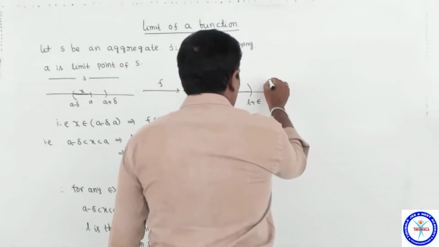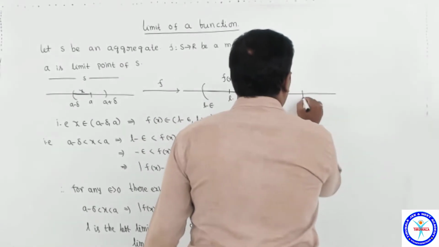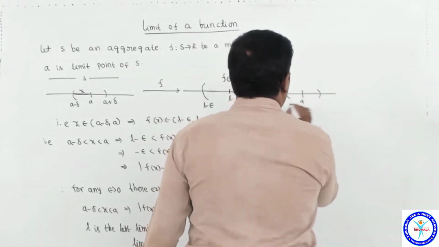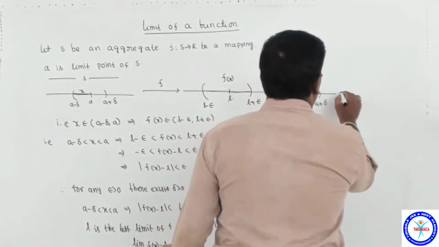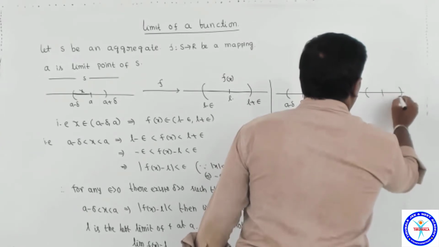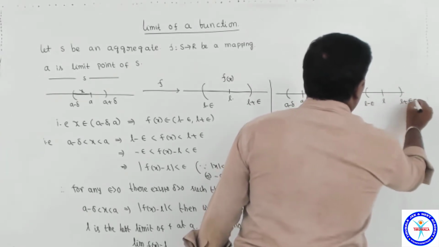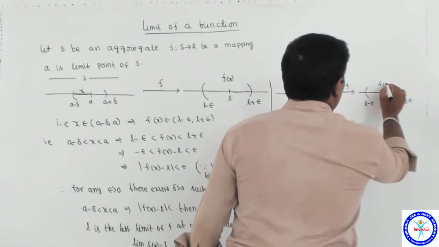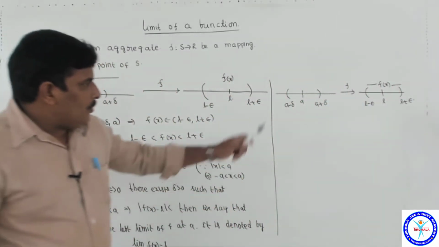Right limit definition means this is the domain, this is A, this is A minus delta, and this is A plus delta. This is the function f, and this is L, this is L minus epsilon, and this is L plus epsilon. These are all f of x values. Okay.